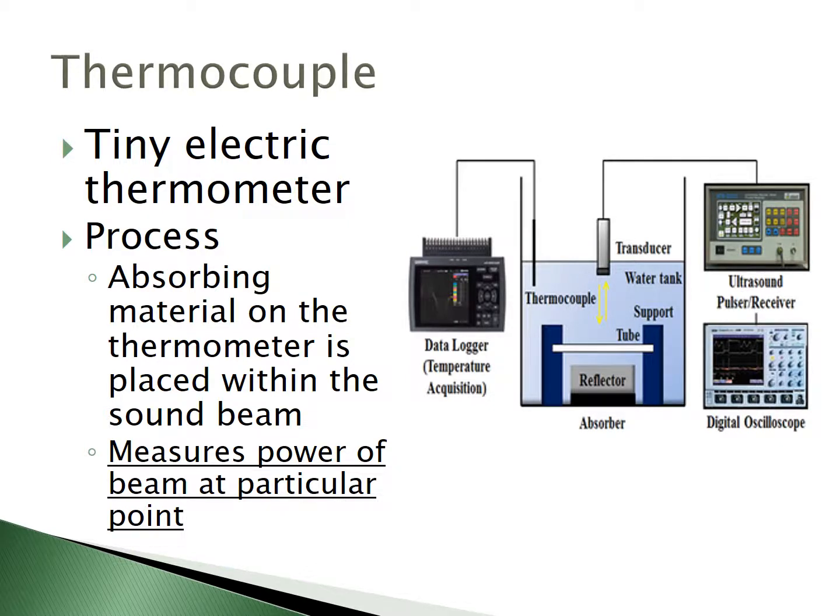Similar to the calorimeter is the thermocouple, and this is a tiny electronic thermometer, also placed into the beam, and it tests for absorption out of the sound beam. The difference, though, is that this is only going to measure power at a particular point within the beam. So the thermocouple can be moved up and down throughout the beam, and we can test different intensities throughout it, where the calorimeter tested the whole beam power. So remember those differences. It's important to remember each of those pieces as they relate to the device.